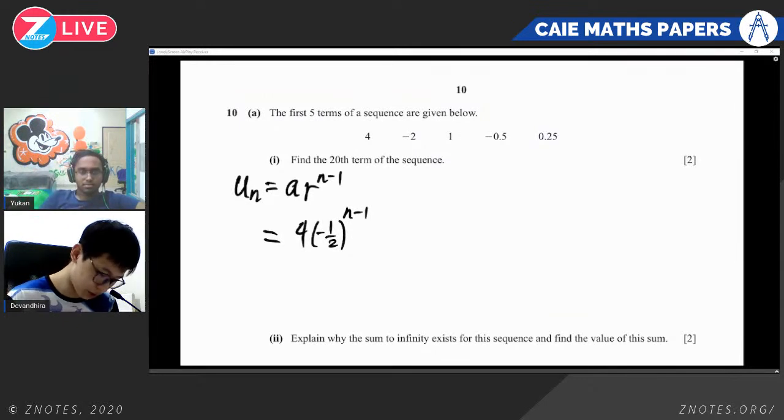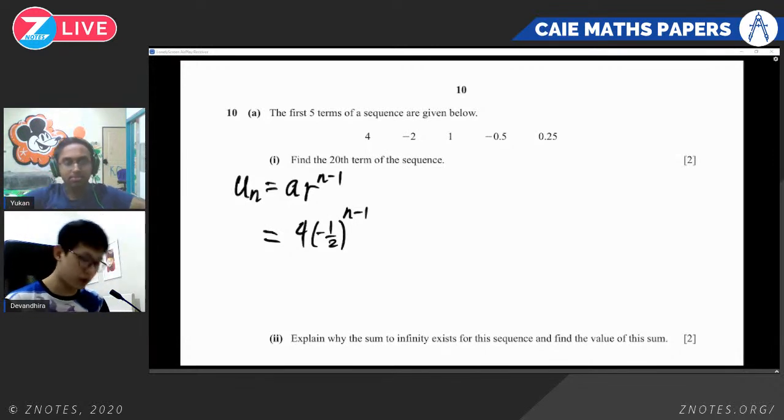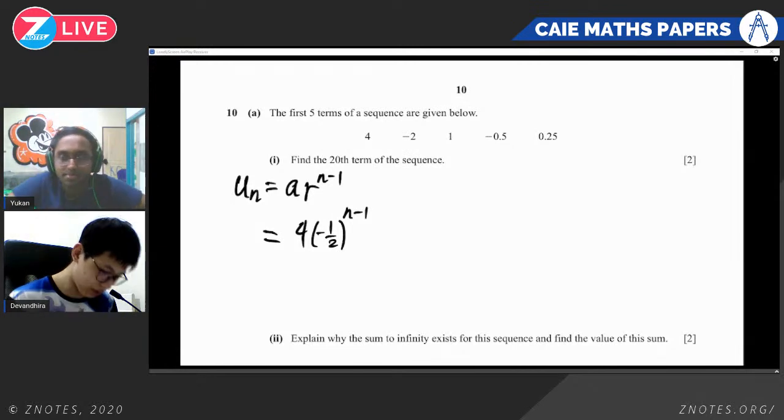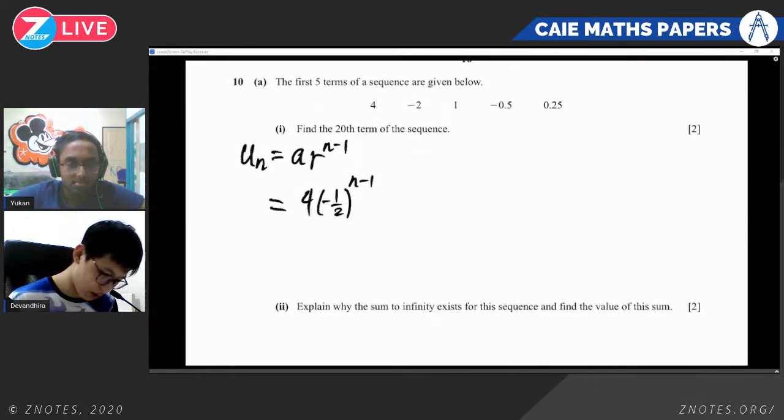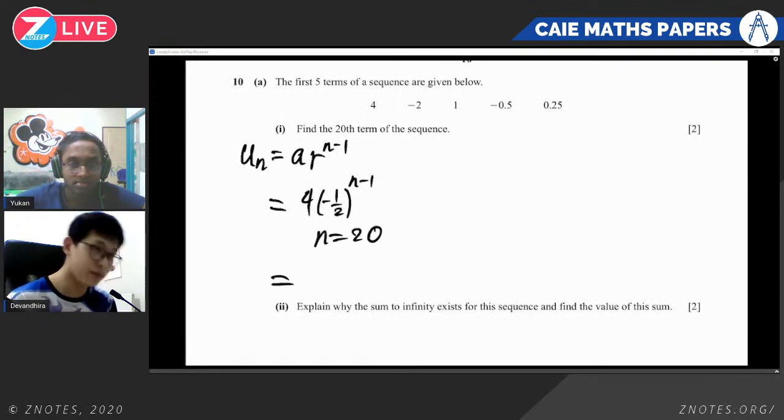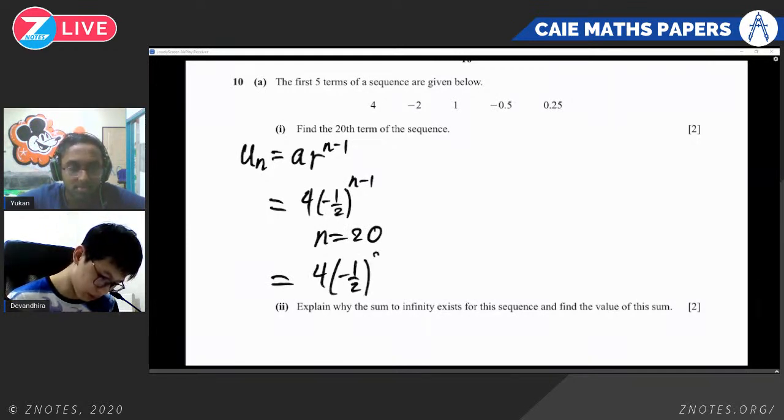So let's just do a small check. When n is equal to 1, the power becomes 0, and we have 4, correct? When it's 2, we have power 1 instead. 4 times negative 1 over 2, which is just negative 2. Everything okay so far? Okay, it's good then. That means we just have to put 20 for our n. n is equal to 20, right? So 4 times negative 1 over 2 to the power of 20 minus 1.